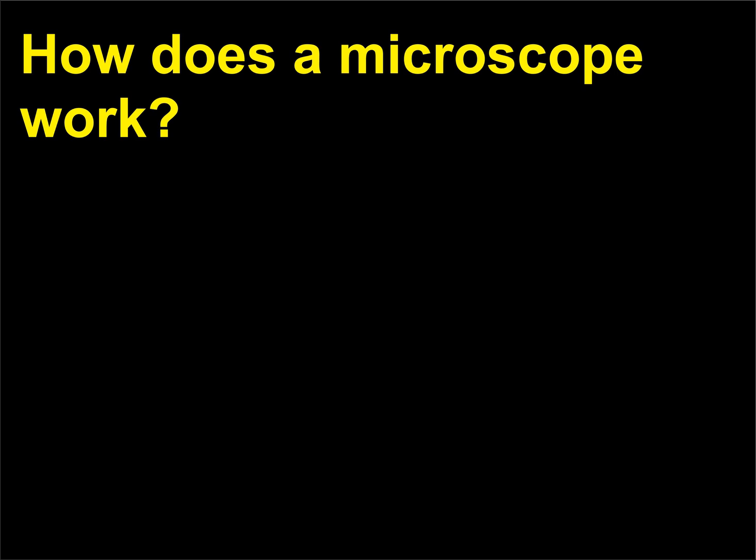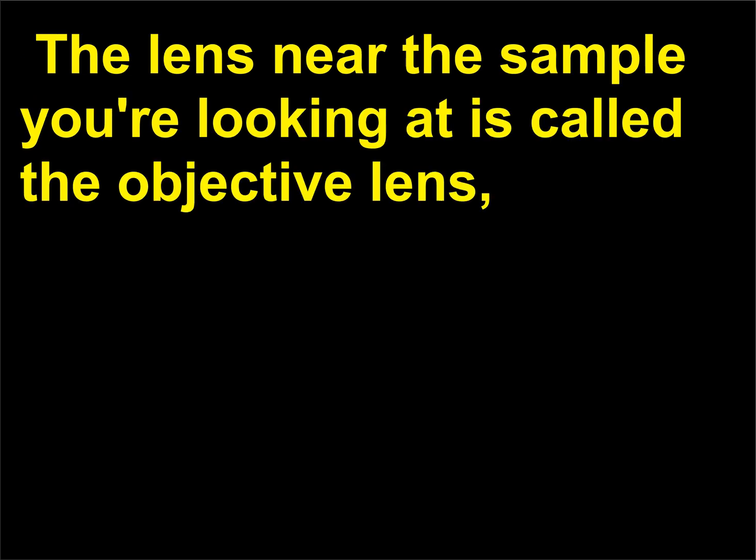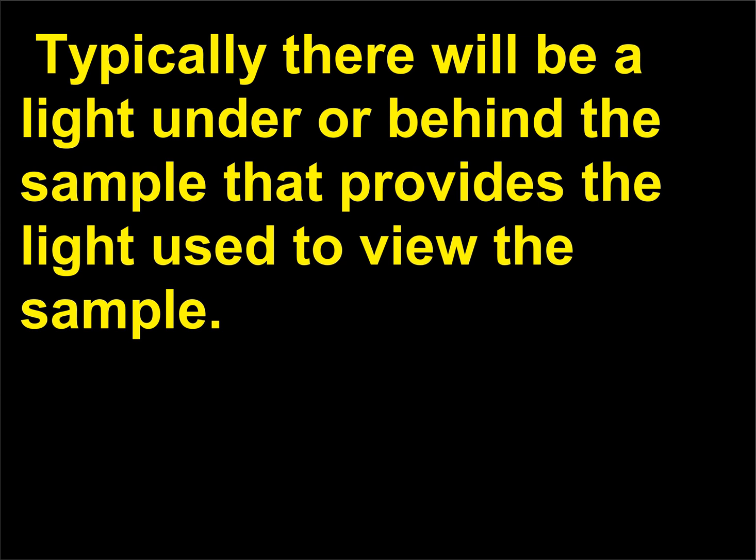How does a microscope work? A microscope is all about lenses. The lens near the sample you're looking at is called the objective lens. And this lens is responsible for collecting the light from the sample and focusing it. Typically there will be a light under or behind the sample that provides the light used to view the sample.